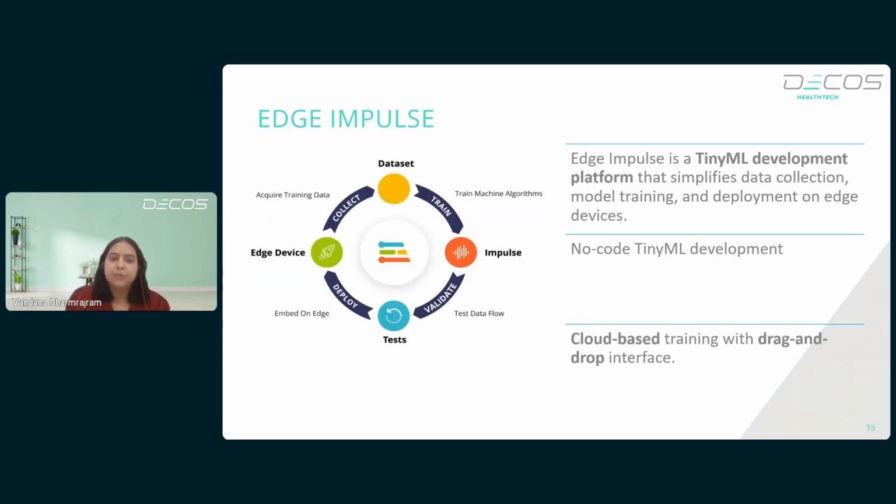Next framework is Edge Impulse. Edge Impulse is a TinyML development platform that simplifies data collection, model training, and deployment on edge devices. It provides a no-code, low-code interface for beginners while allowing advanced customizations for experts. Now, why use Edge Impulse? Because it has cloud-based training with a drag and drop interface. It supports real-time data collection from sensors. It deploys models to MCUs, DSPs, and accelerators easily. It supports AutoML for TinyML.